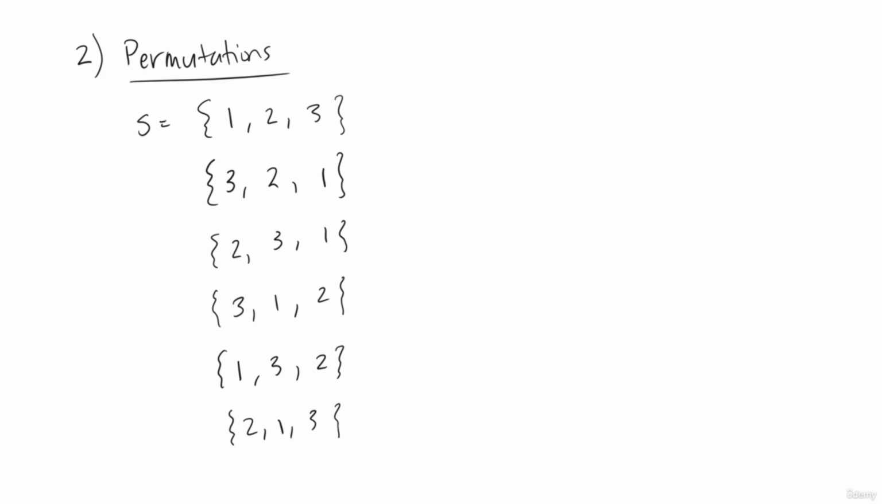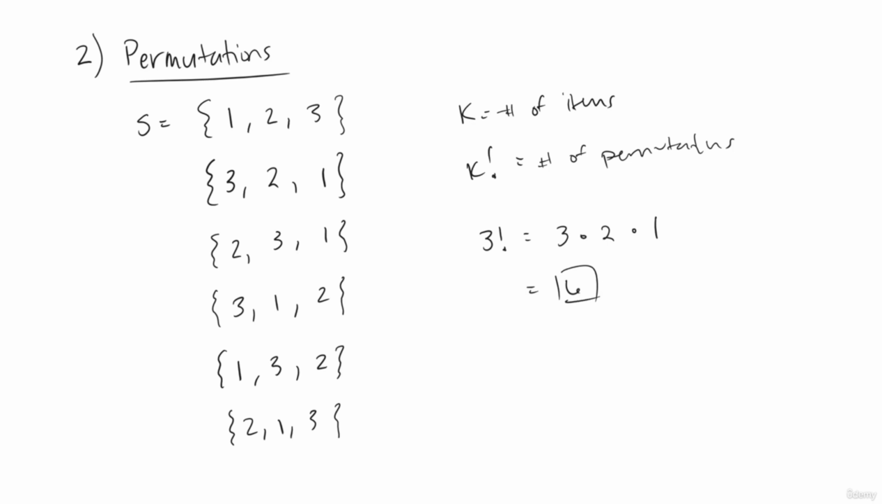And so there's a formula for this. Let's imagine that k is equal to the number of items in the set. k factorial is going to be equal to the number of permutations you can do, right? And what is a factorial? In this case, the number of items we have is 3, so k is equal to 3. And so we have 3 factorial permutations that we can do. And just to remember what a factorial is, that's going to be 3 times 2 times 1, and this is going to be equal to 6. And if you count here, we have 6 different permutations. And these are all the different permutations we can do, and we can use this formula.